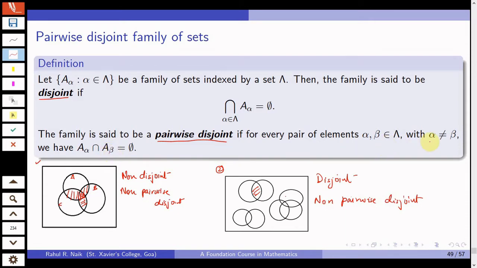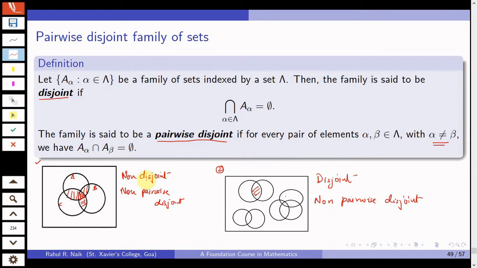Now, why is this important? Because this says that we are actually considering two distinct pairs in the universal set. Because if they are equal, then you are considering both the sets which are the same, and therefore the intersection will never be empty unless the given set is empty itself.